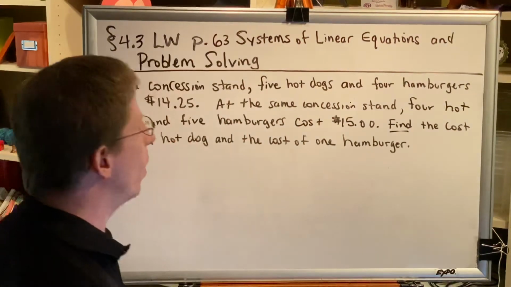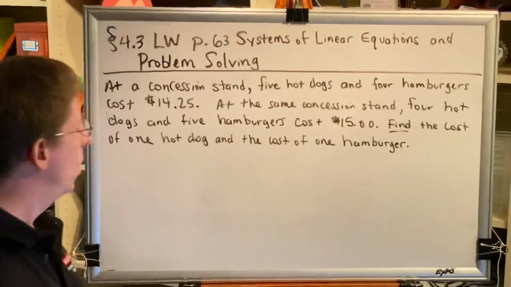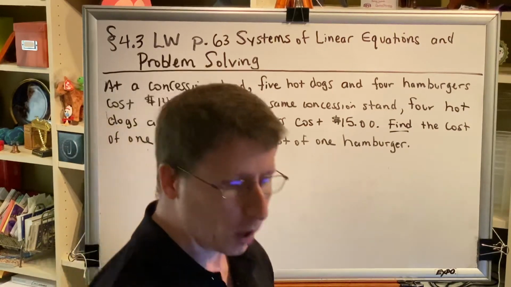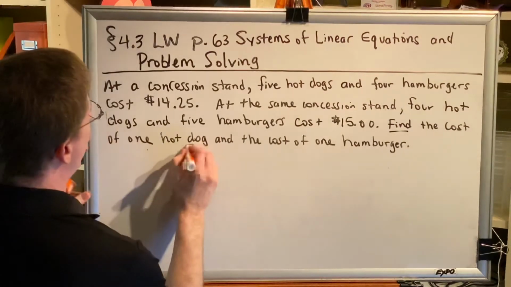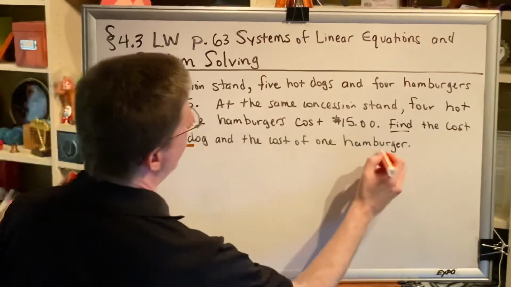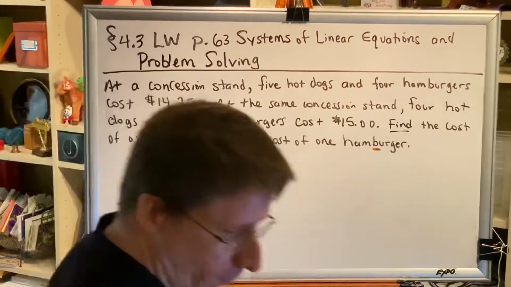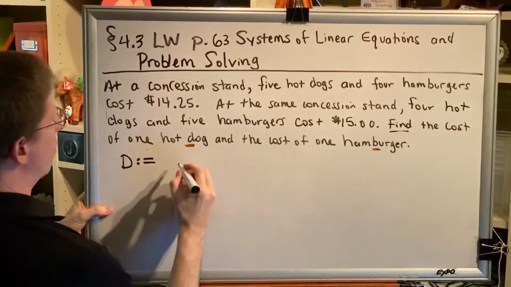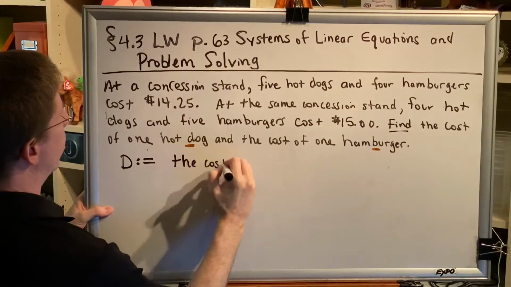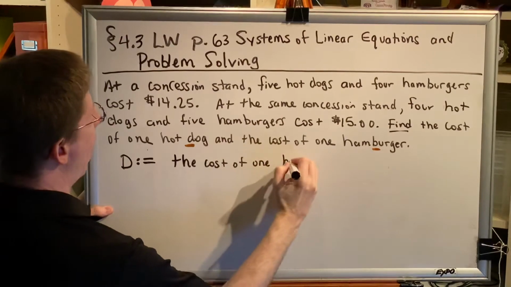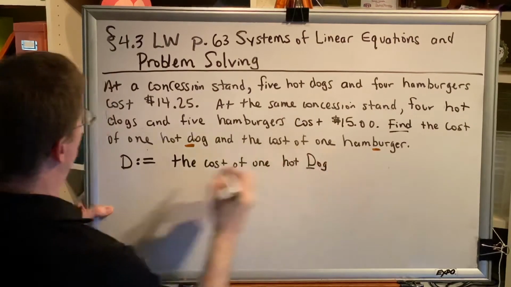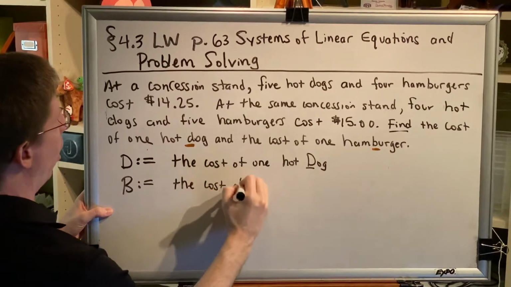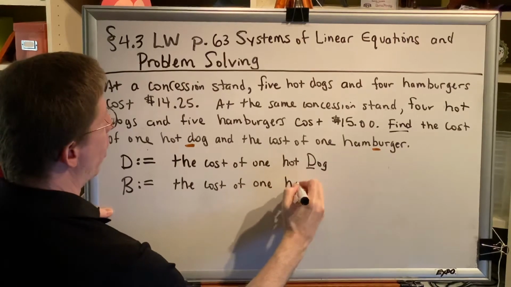You should always define a variable using a letter that represents the item. The problem here is that we've got hot dog and hamburger which both start with the letter H. So the way we're going to distinguish between them is we're going to use D for dog, for hot dog, and B for burger. Okay, so here comes our variable definition. D is defined as the cost of 1 hot dog. And B is defined as the cost of 1 hamburger.